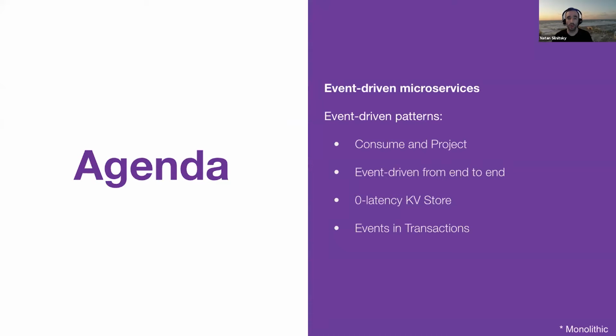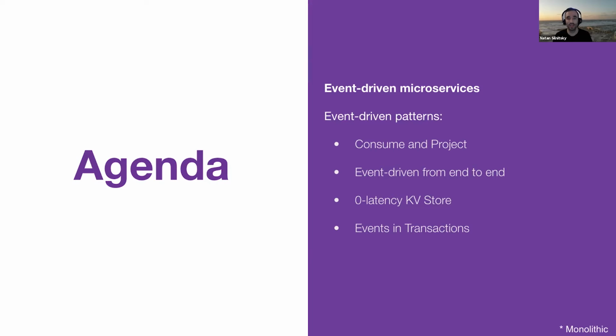So in this short talk, we will talk about 4 different event-driven patterns. The first one is consume and project, how you can split up a monolithic design and use events in order to be more flexible in deployment with microservices. Event-driven from end to end is the second pattern, how we can deploy Kafka together with WebSockets to get to a pure event-driven architecture all the way from the browser to the end of your backend flow.